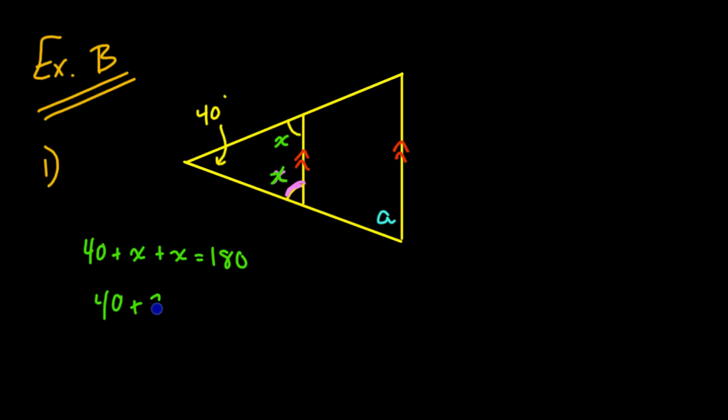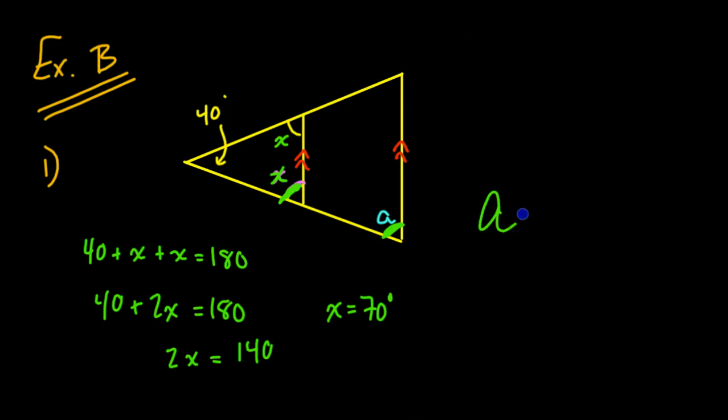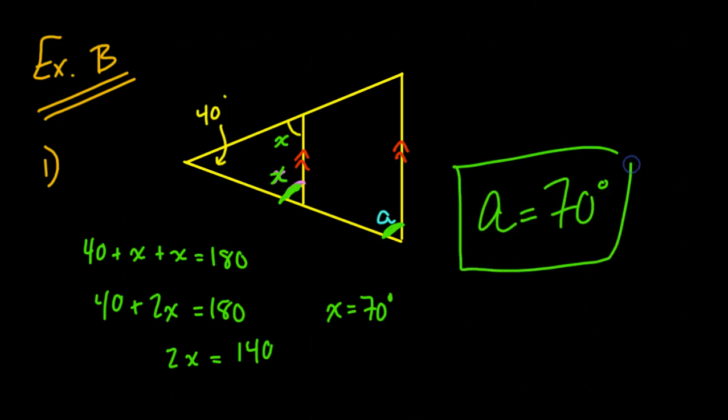Now I can solve this. Say 40 plus 2X is 180. And subtract 40 on both sides. And then divide each side by 2, and I'm left with X equals 70. Well, like we said, if that angle is 70 degrees, its corresponding angle is also 70 degrees. So A equals 70 degrees.